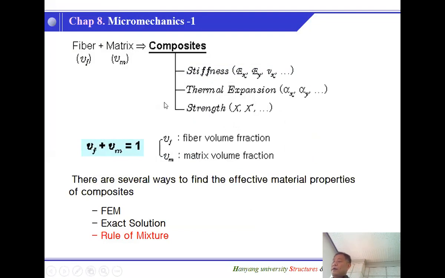Okay, this is again another explanation of what I just explained. Fiber and matrix, with the fiber volume fractions and the matrix volume fractions, will constitute composite stiffness and strength. Also, another property, a thermal property, is the coefficient of thermal expansion, alpha x and alpha y.